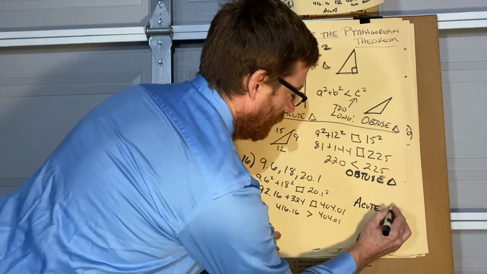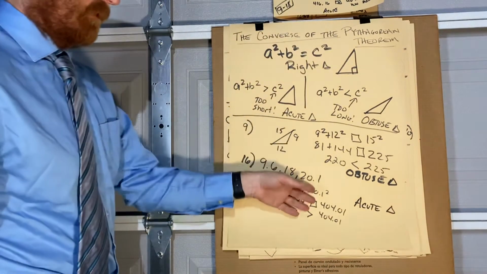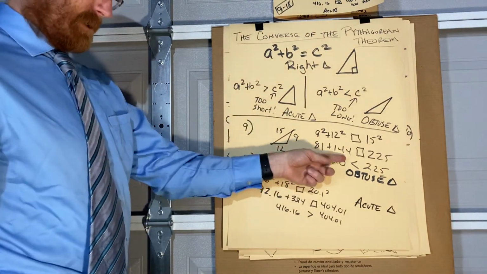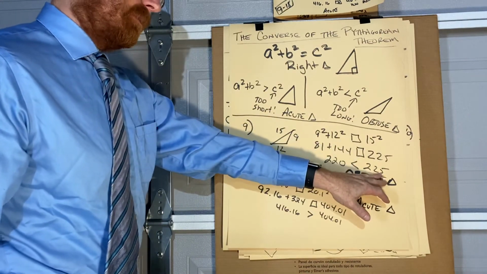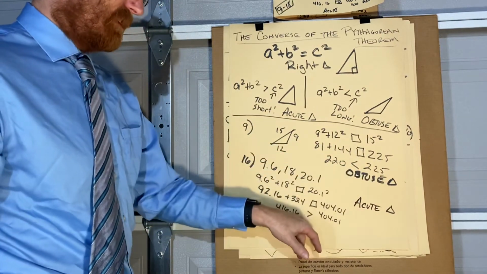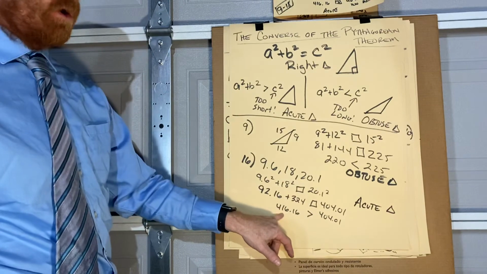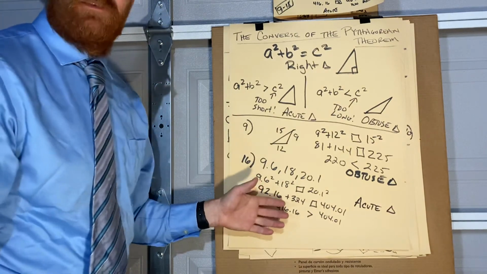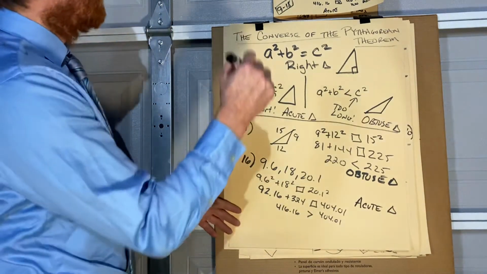Acute triangle. So you have both those cases, either obtuse in this situation where the hypotenuse ends up being too big, or acute in this situation where the hypotenuse ends up being too small. It's kind of like Goldilocks, too hot, too cold, or just right. Let's do one that's just right.